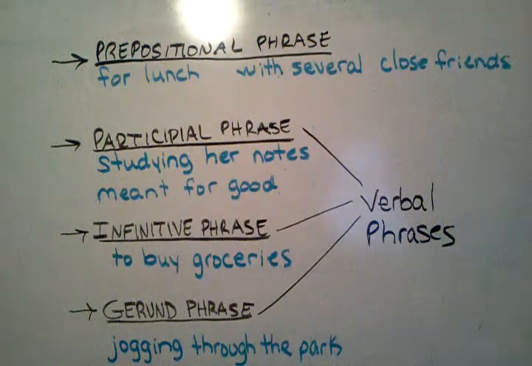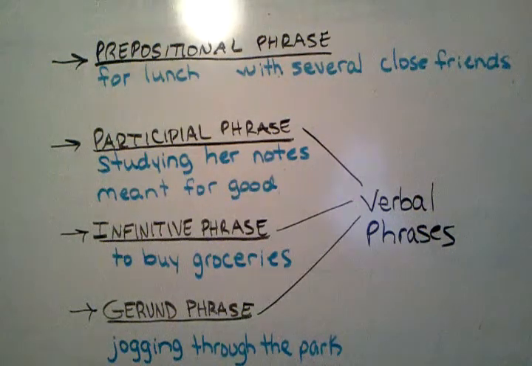So, to do that, let's understand what types of phrases we have to choose from. First of all, of course, is the prepositional phrase. We're familiar with those. And then the other three choices are phrases called verbal phrases. First, let's look at the prepositional phrase. I have listed two. The first one is for lunch. The second one, with several close friends.